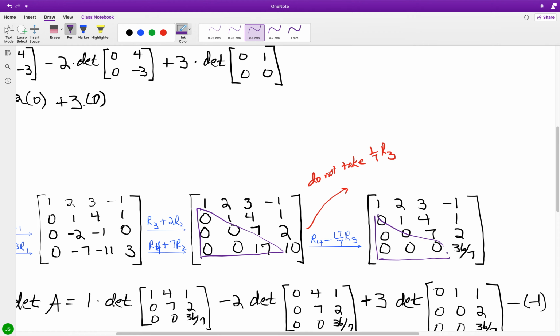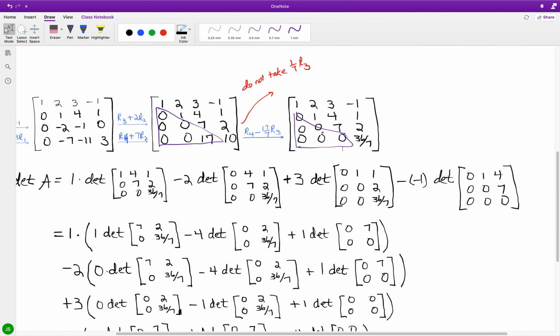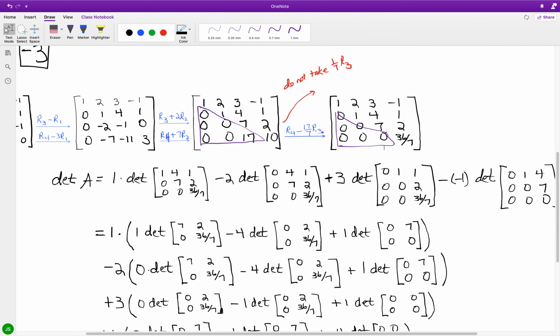And in looking at what we have and forming the determinant on the basis of the adjusted matrix A after the operations, we're going to have 1 times the determinant, exposed, of 1, 4, 1, 0, 7, 2, 0, 0, 36/7. Then we'll have -2 times the determinant of 0, 4, 1, 0, 7, 2, 0, 0, 36/7. And then we have +3 times the determinant. So if I cover the top row and the third column values, and we have exposed the determinant of 0, 1, 1, 0, 0, 2, 0, 0, 36/7.